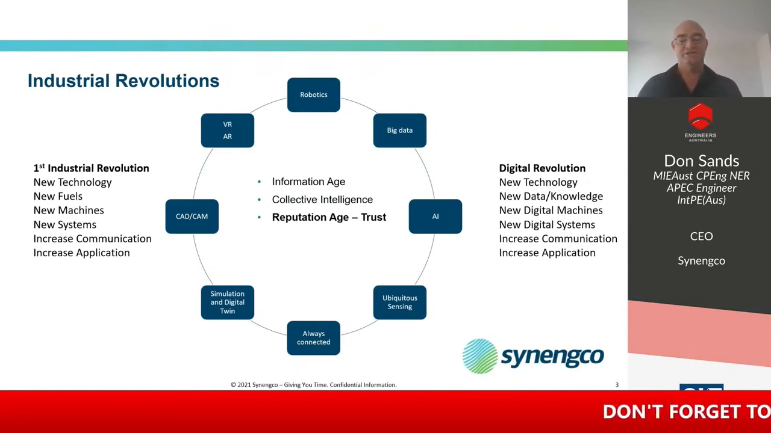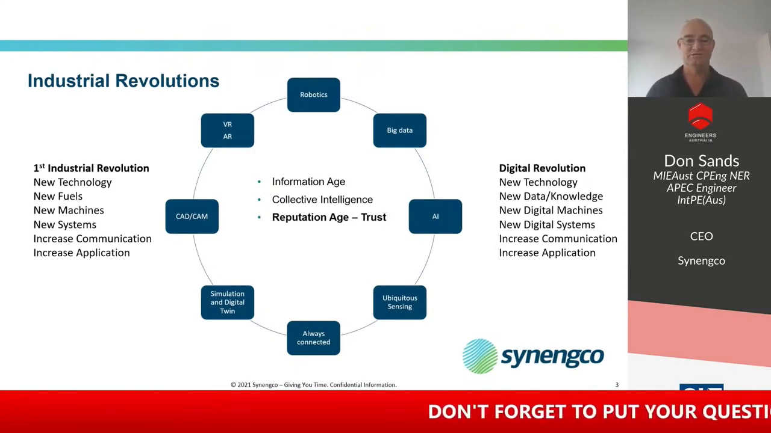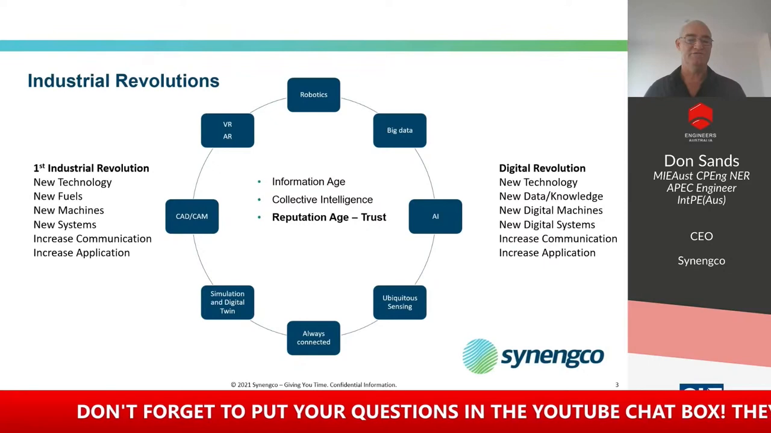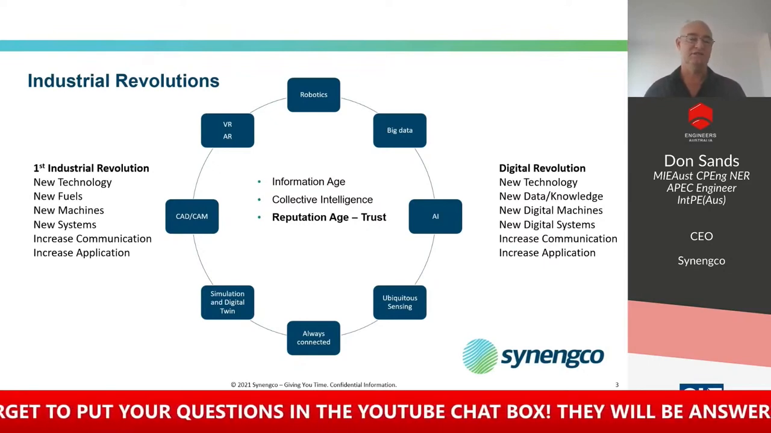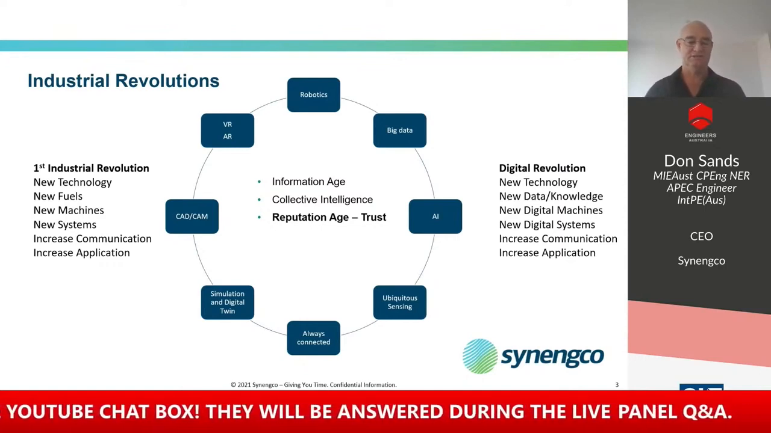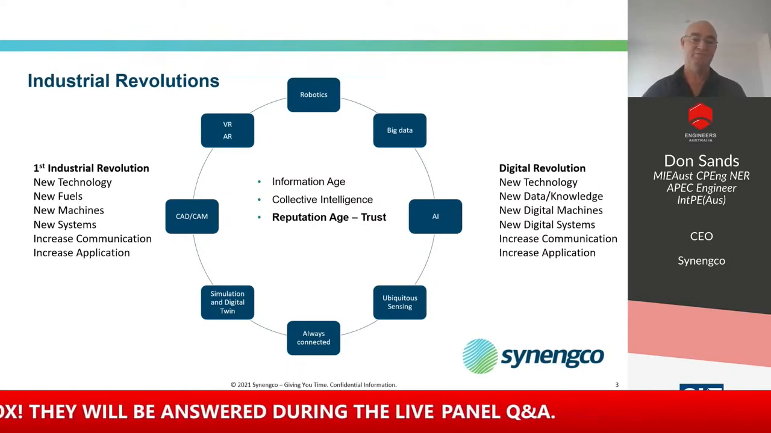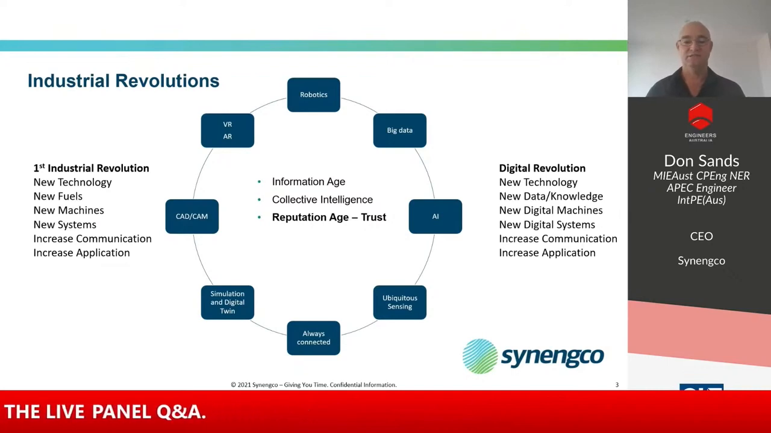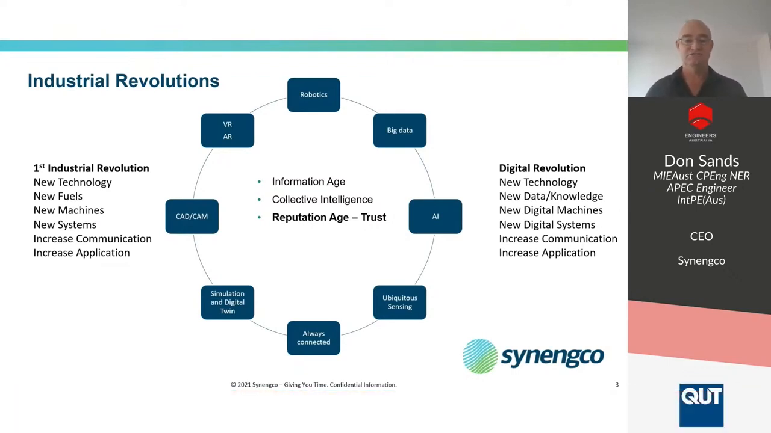So to introduce the concept here, I guess we're all going through this digital revolution, and it's no different from other industrial revolutions, if you like. So if we think about the first industrial revolution, there were new technologies, there were new fuels like coal and liquid fuels. There were new machines like steam trains and cars, new systems. We had to be able to refuel our cars, increased communication and increased application. For the digital revolution, the only difference is really it's about new digital technologies and the new digital fuel, which is data and knowledge, new digital machines, new digital systems, increased communication and increased application.